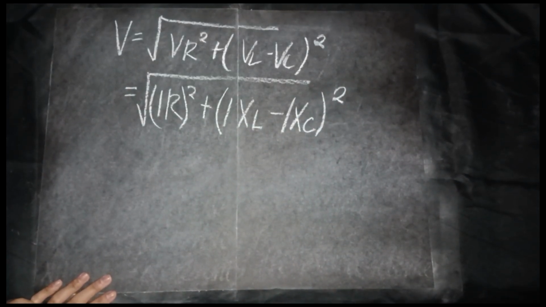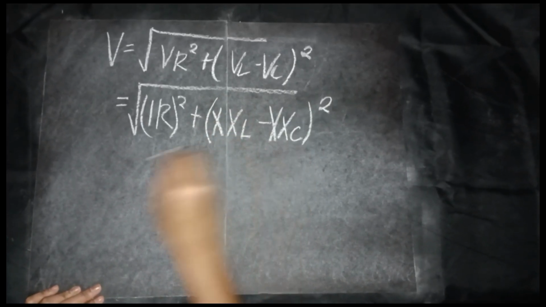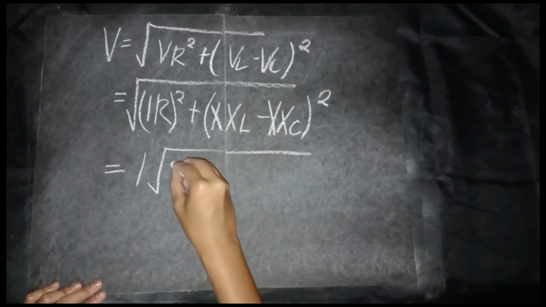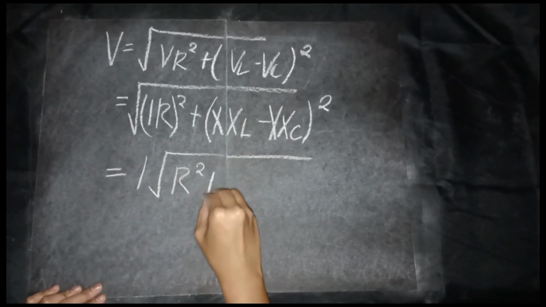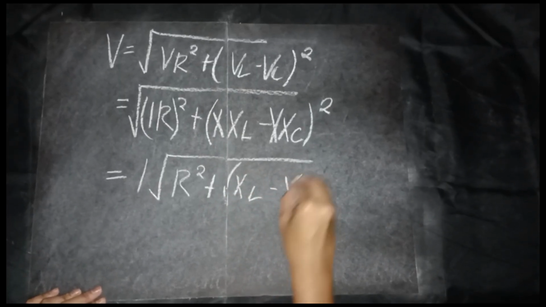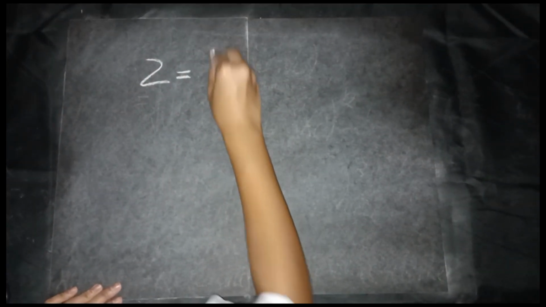Then copy the squared. And next is factoring out the current and it will result in I times the square root of R squared plus XL minus XC squared, since na-cancel naman si I. So, we define that the impedance Z is the ratio of voltage to the current I. So, Z is equal to voltage over current.